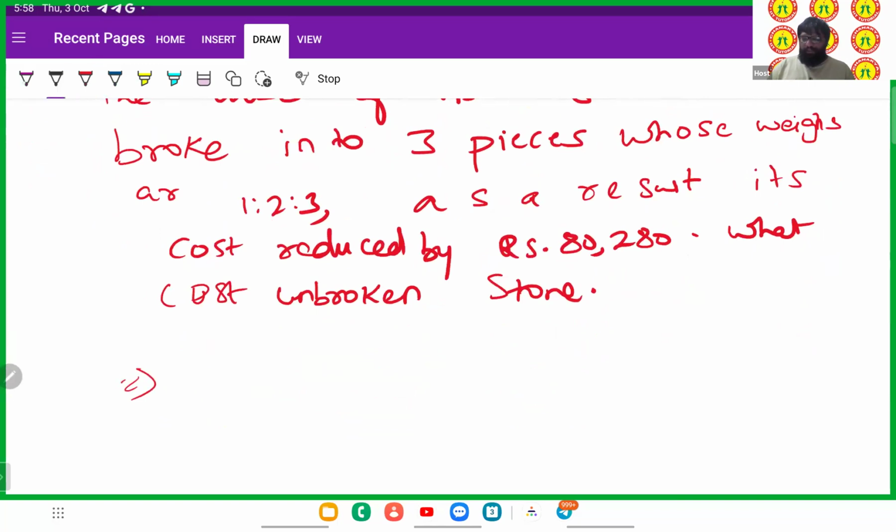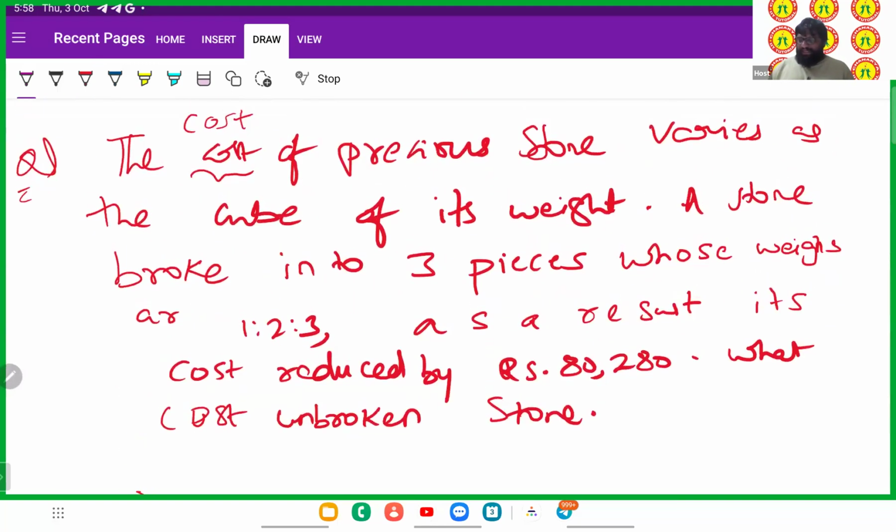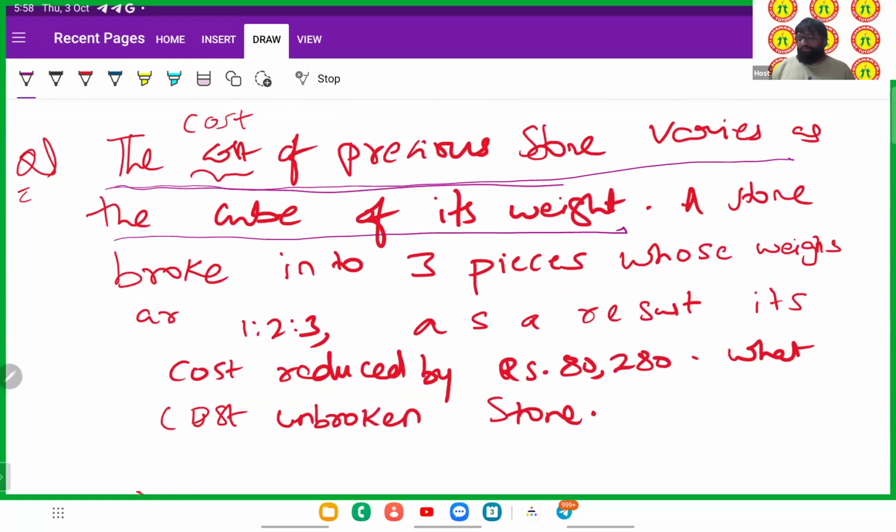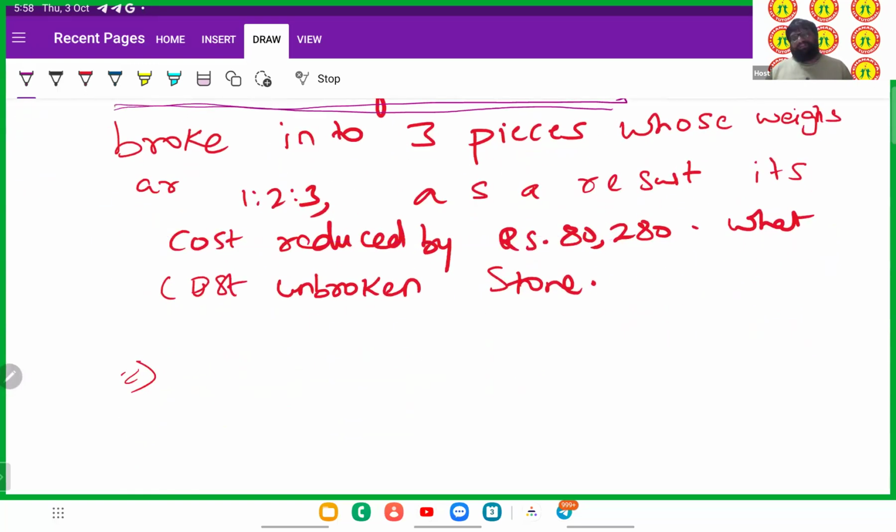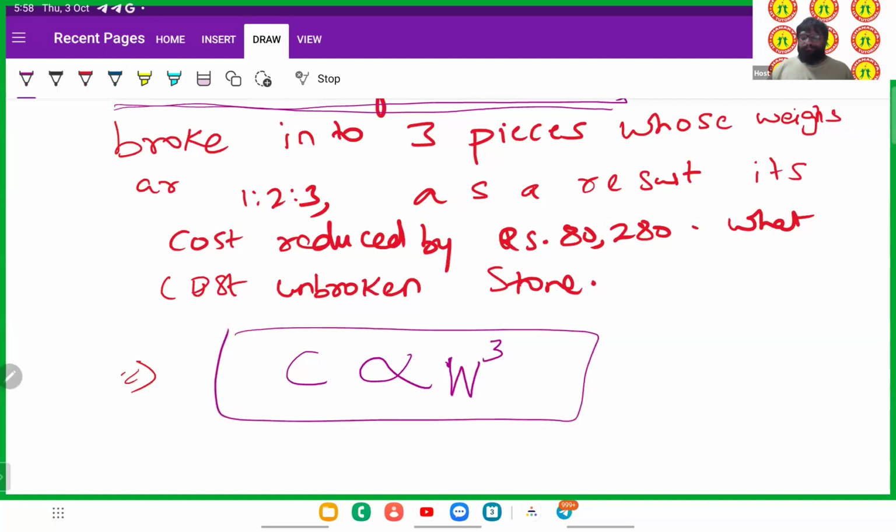So you need to read the question perfectly first. The cost of stone varies as the cube of its weight. What does it mean actually? Think before you ink. It means cost is directly proportional to weight cube.